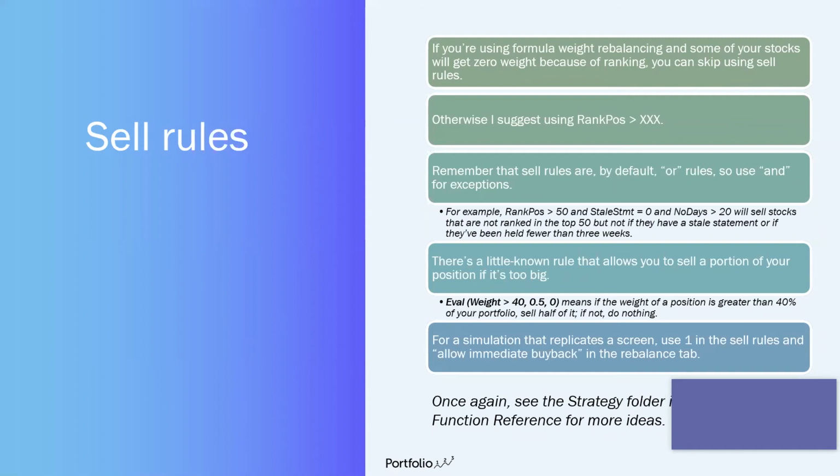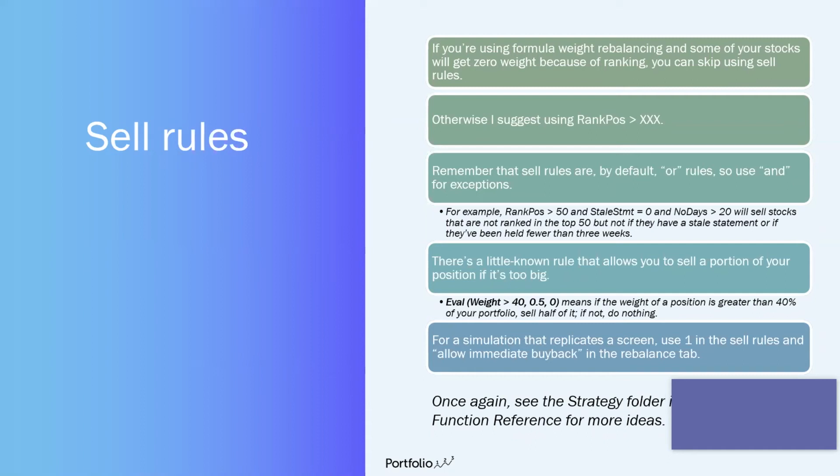Otherwise, I would suggest using rank position is greater than a certain number. And remember that sell rules are by default or rules, so use and for exceptions. For example, rank position is greater than 50 and stale statement equals 0 and number of days is greater than 20. That's going to sell stocks that are not ranked in the top 50, but it's not going to sell them if they have a stale statement, and it's not going to sell them if they've been held fewer than 3 weeks. This is a great rule for me because I don't want to hold a stock for just 1 week. Even if it's ranked really badly, I don't want to sell it.